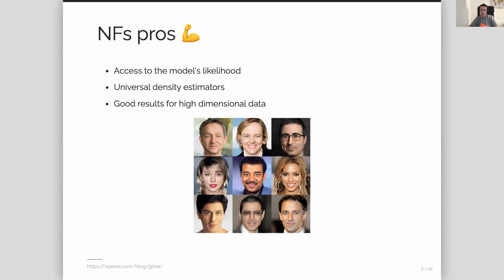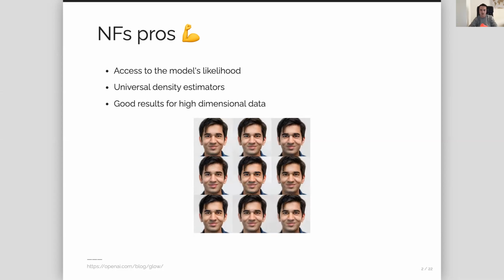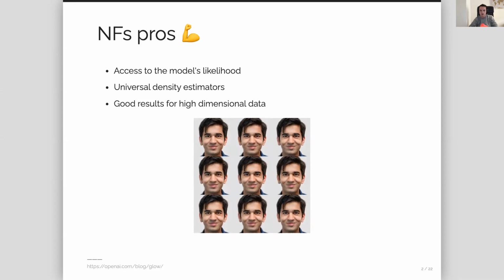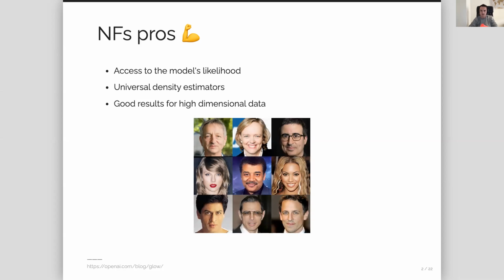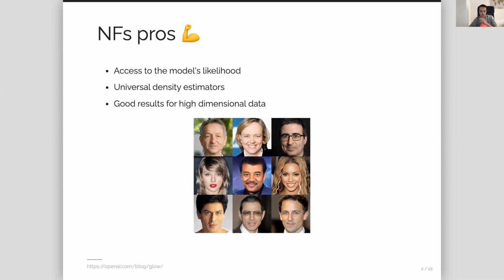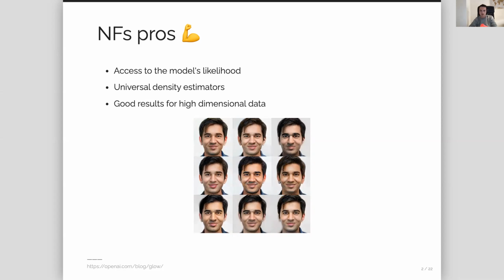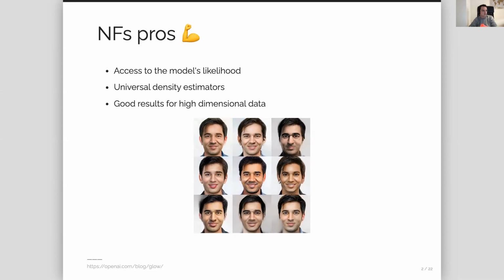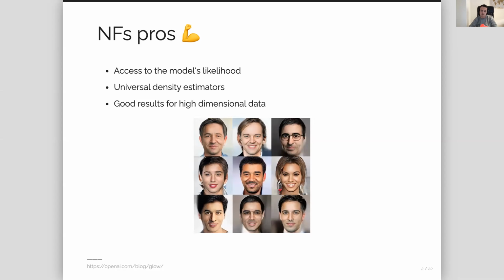And maybe probably the best explanation why these models are gaining in popularity is just because they work well in practice, even for data in high dimensionality, such as images. For example, here you see the results of GLOW, which is a flow architecture designed for images, and that is trained there on the CelebA dataset.